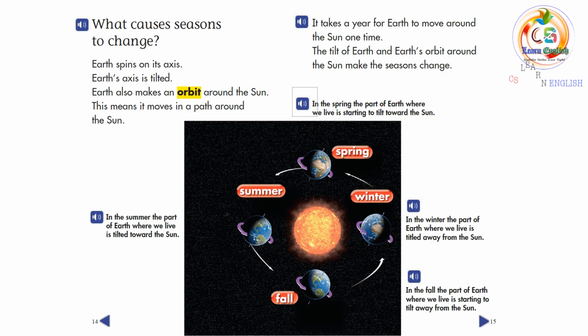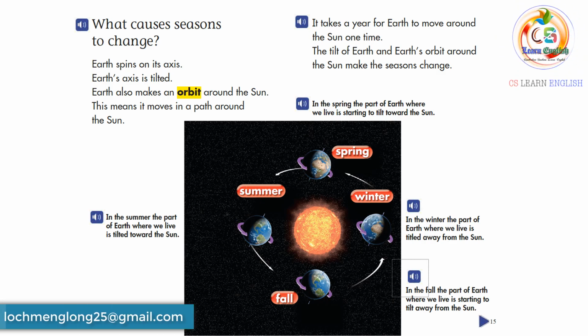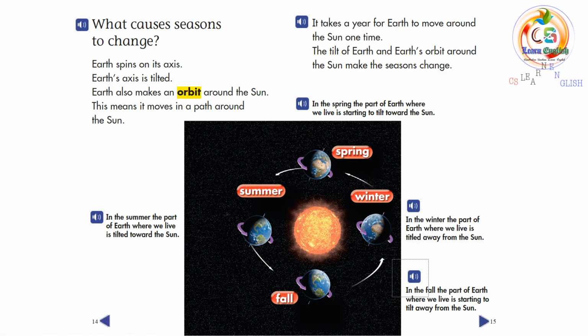In the spring, the part of Earth where we live is starting to tilt toward the sun. In the winter, the part of Earth where we live is tilted away from the sun. In the fall, the part of Earth where we live is starting to tilt away from the sun.